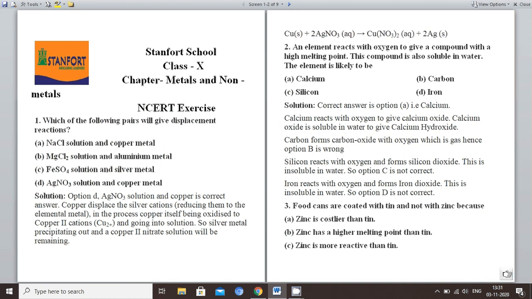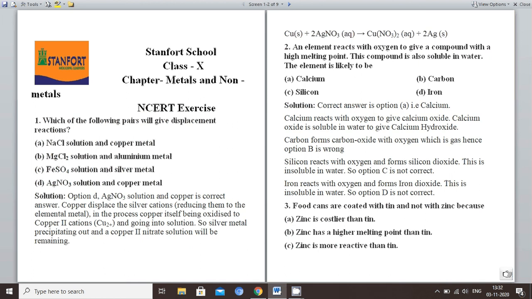Secondly, if we react iron with oxygen, it will form iron oxide, but this iron oxide is insoluble in water, so this option is also eliminated. So what is left is calcium. Calcium reacts with oxygen and forms calcium oxide, and when it dissolves in water it will form calcium hydroxide. That means option A is correct.